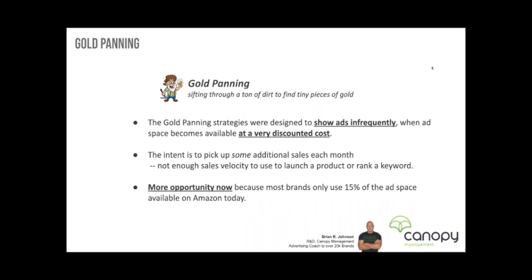The gold panning strategy is designed to show ads infrequently, when ad space becomes available at a very discounted cost, and I'll go through some of the conditions of when that actually occurs on the next slide. But the intent here is to pick up some additional sales. That's why we call it the supplemental or add-on campaign. There is not going to be enough sales velocity in these campaigns for you to really use them to launch a product or rank a keyword, for instance.